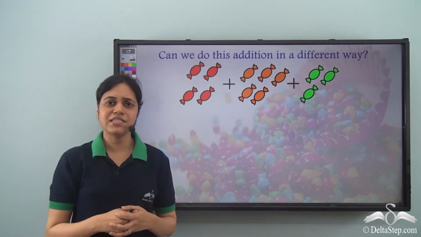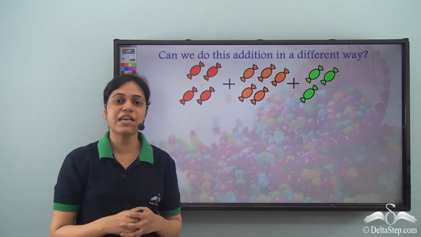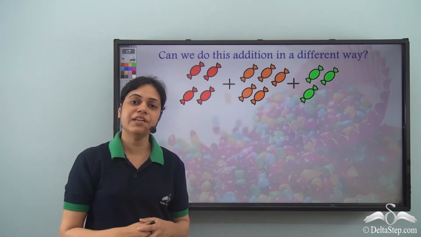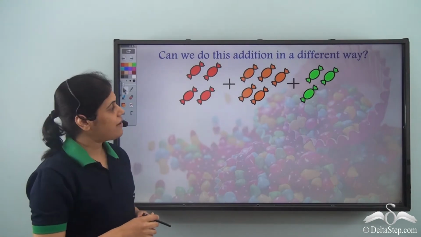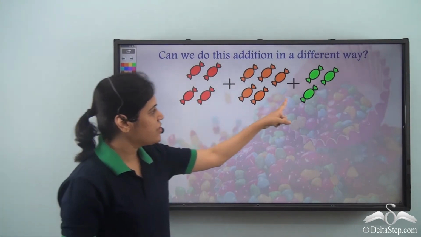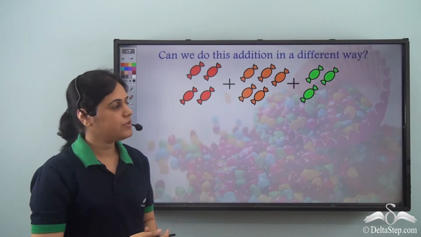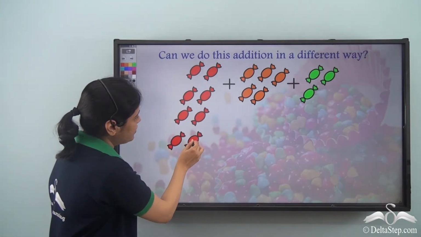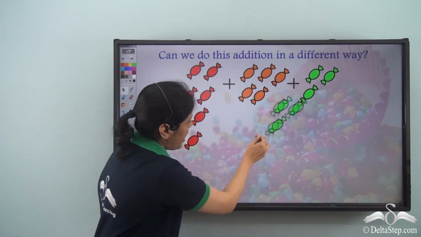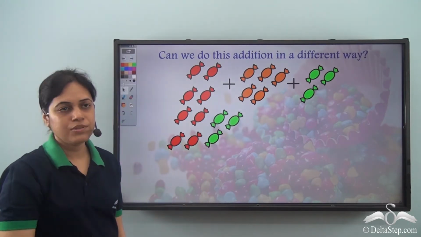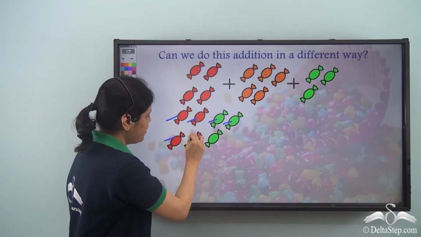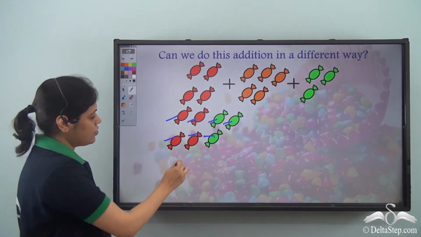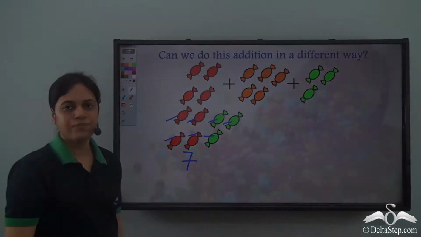Now in this case as well, even if we perform this addition in a different way, we will get the same answer. Let us check. So this time I will first add the red and the green candies together. So let me first bring the red and the green candies together. How many candies are here? 1, 2, 3, 4, 5, 6, 7. So we have 7 candies.